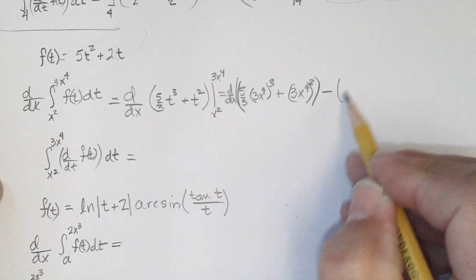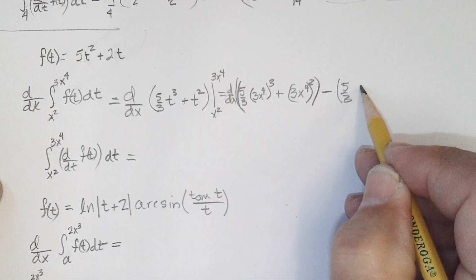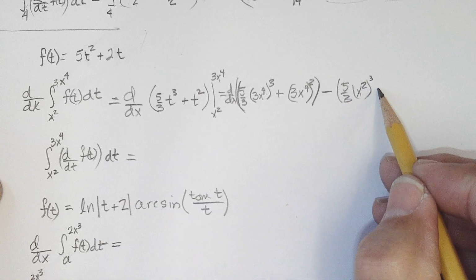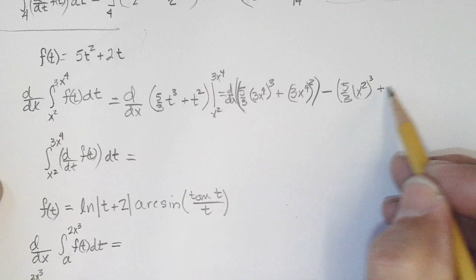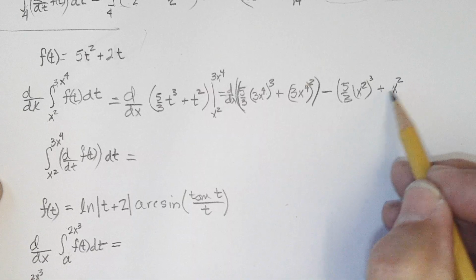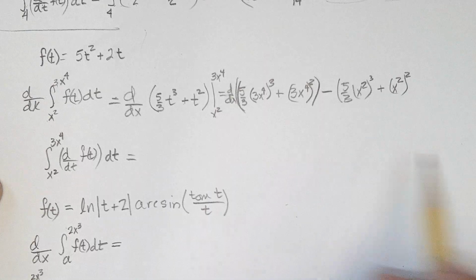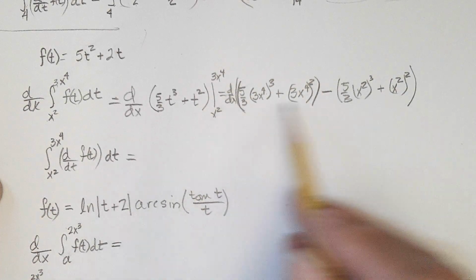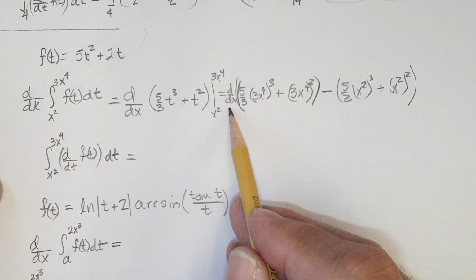So I got 5/3 x squared to the 3rd. And I could simplify that, but I'm not going to. Plus x squared squared, putting x squared in for the t. And I've got this whole worked out. Now I got to take the derivative.